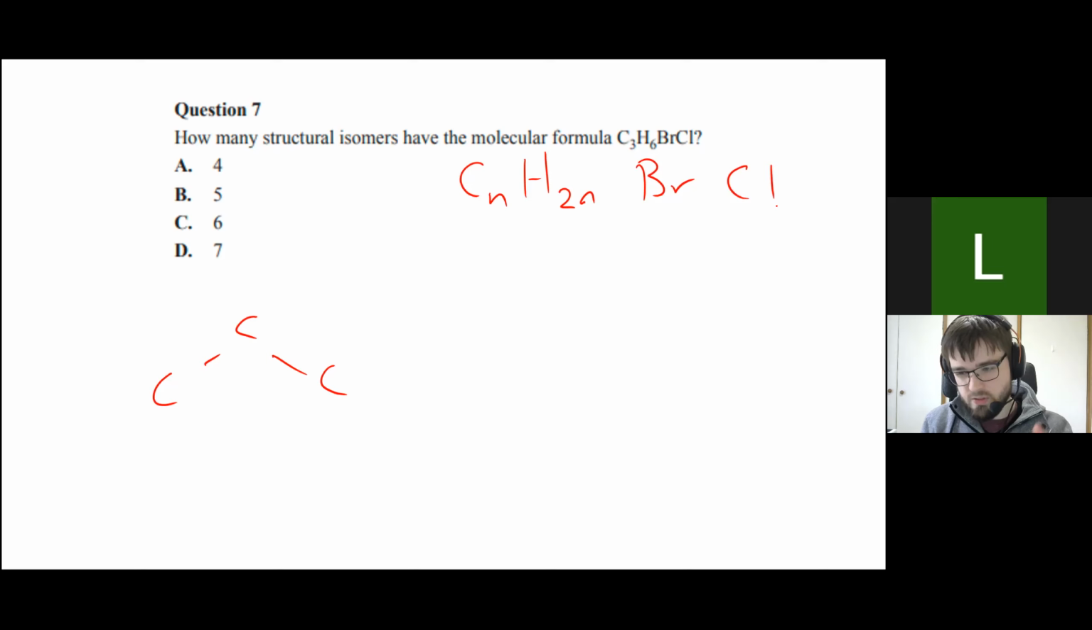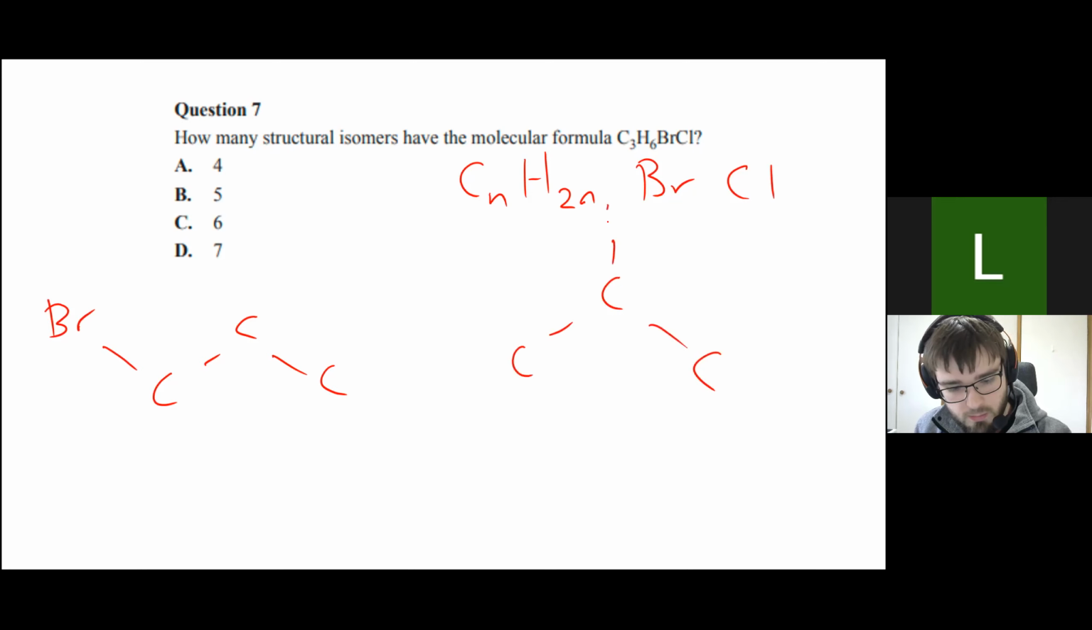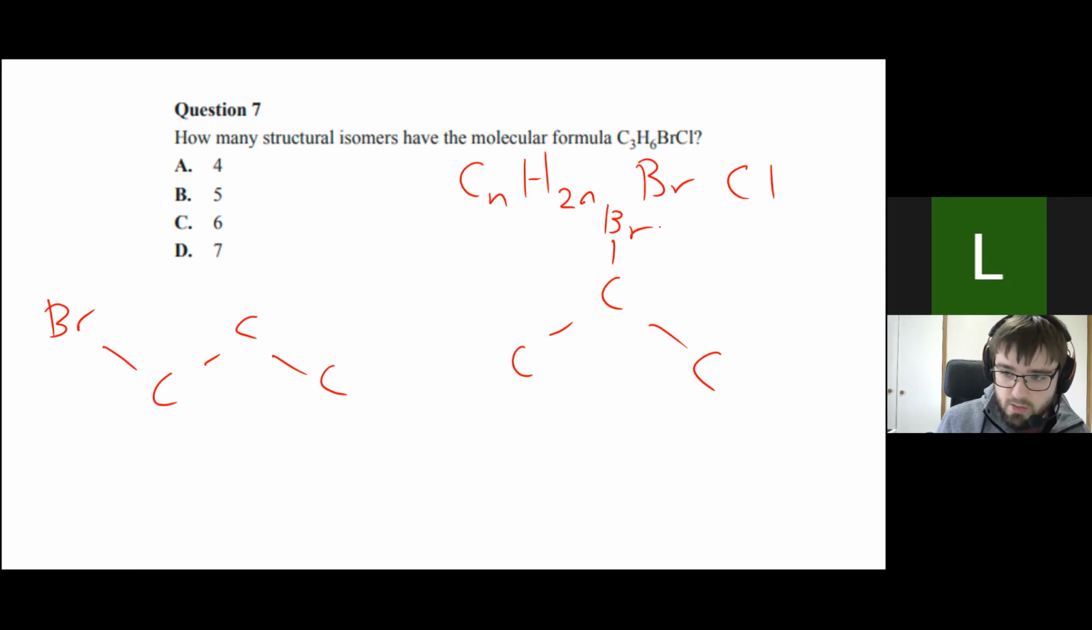So if I'm just going to start with the Br, how many places can I put the Br in? Well, I can put the Br here, or I can put the Br up here. Should just say bromine. So I can put the bromine on the left, or I can put it in the middle. If I put it on the right, that would just be the same as putting it on the left, because you could just spin it around 180 degrees.